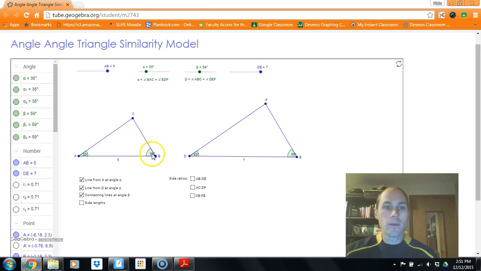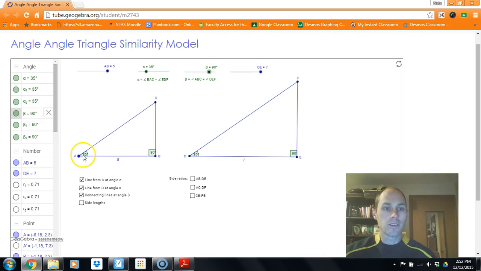First of all, what do you know about triangles if two angles are the same? What's true about their third angles? We referred to the third angles theorem earlier this year. Let's make it a little bit easier. If this is 90 and this is 35, 90 plus 35 is 125. That means I have 55 left for this angle. So if I have two angles the same, I know the third one's going to be the same.